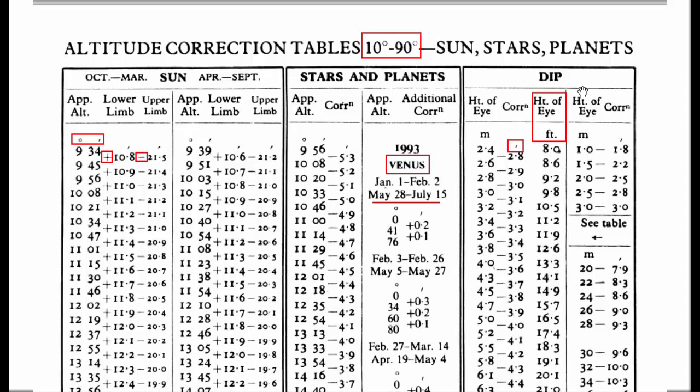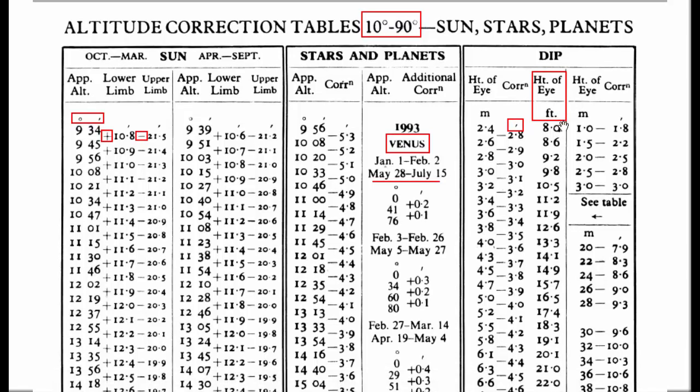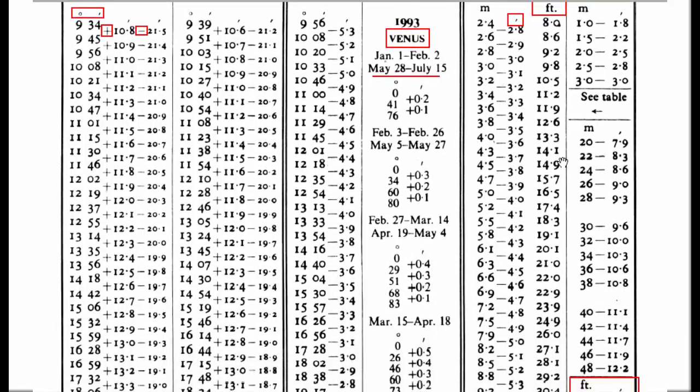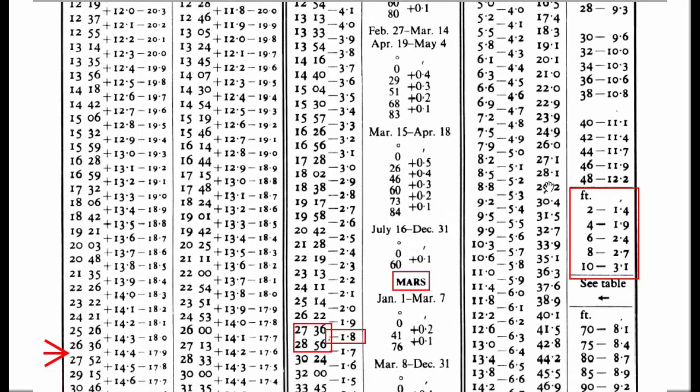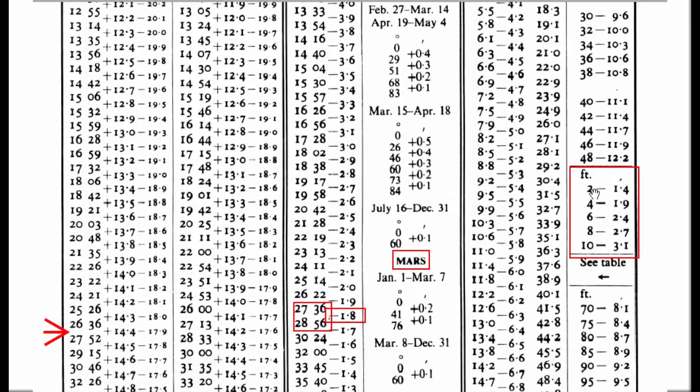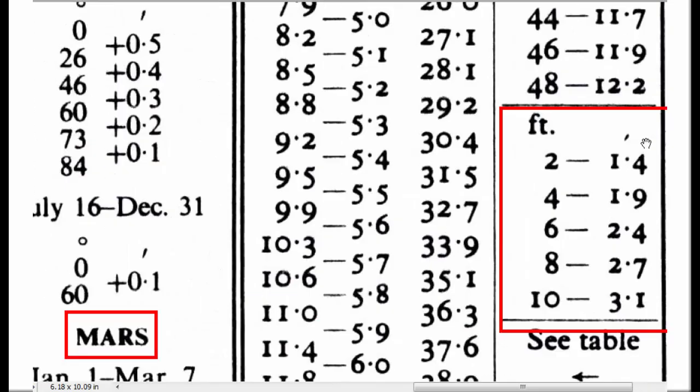It has to do with you and your sextant and your boat. Okay? So let's look at this table, and let's come down here a little bit further on the right hand side, and you see here feet and minutes, very, very tiny minutes written in there.